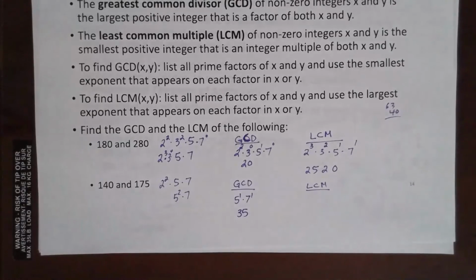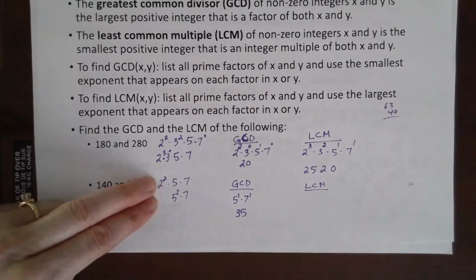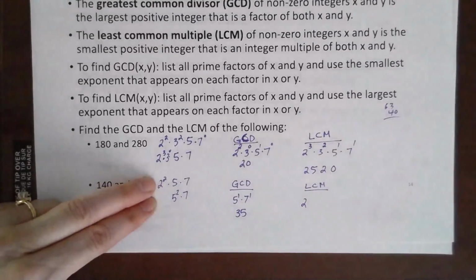Okay. And then with the least common multiple, we're picking the largest exponent. There's a 2 here. This one doesn't have a 2, but in my brain that's like a 2 to the 0. So I'm gonna have a 2. And what exponent should I put on my 2?